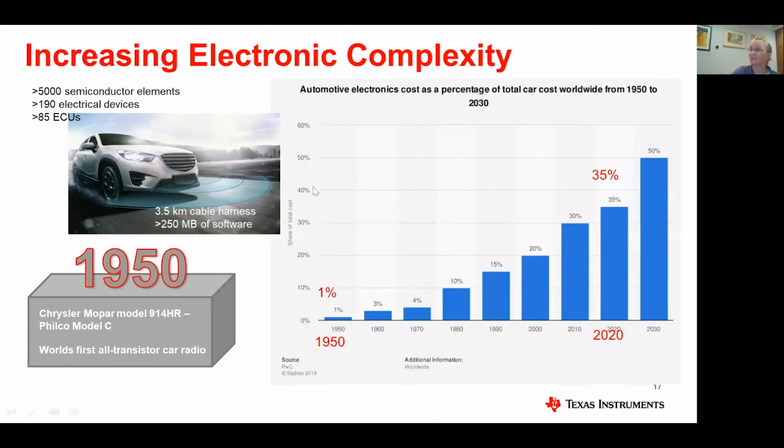So let's look at that in another way, right? From 1950 to 2020, the average cost of electronics as a percentage of the cost of the vehicle has gone from 1% to 35% in 2020 and is only going upwards. So I think this to me is quite phenomenal. Just the average electronics cost as a percentage of the total vehicle cost.